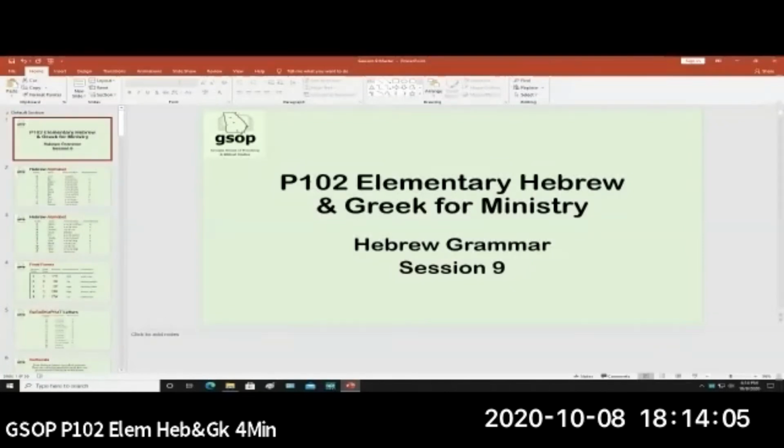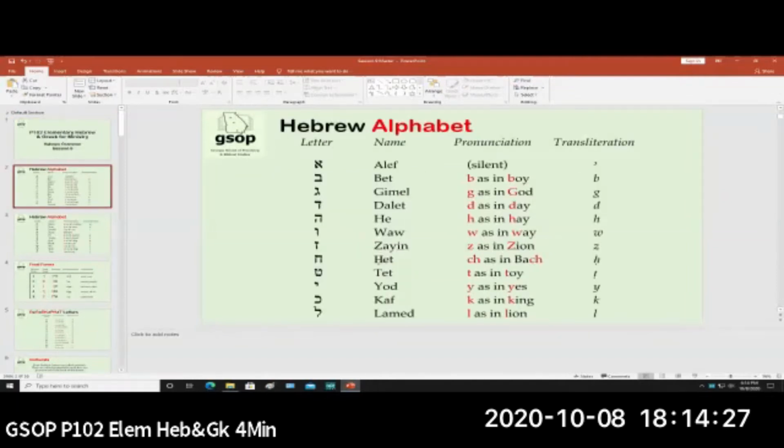Okay. Now, if you're looking at the handout that I sent you, where if you have the whole slides versus the note slides, then if you have the note slides, you'll notice something missing. Anybody notice what's missing on the first slide? First part of the alphabet.